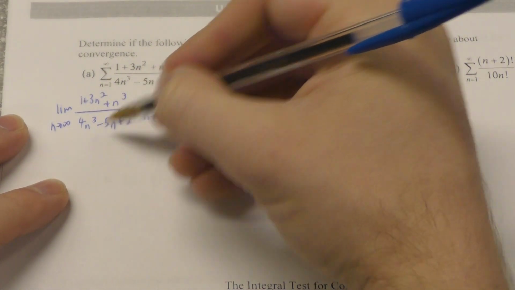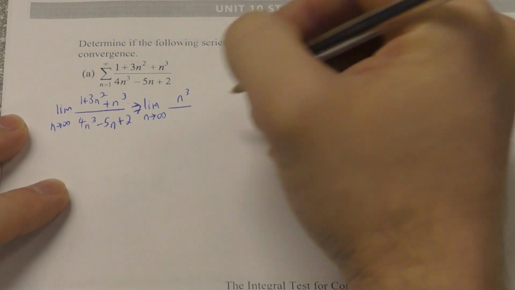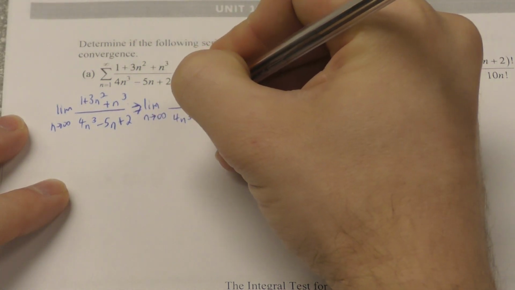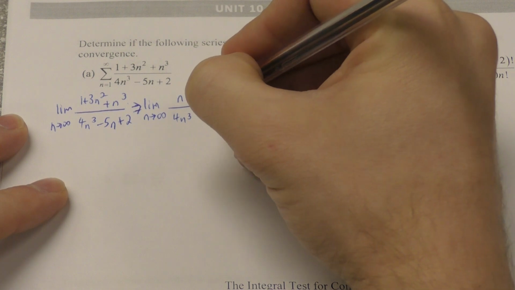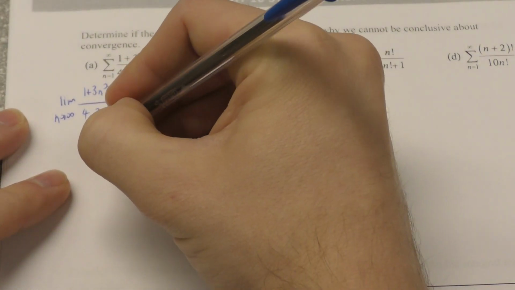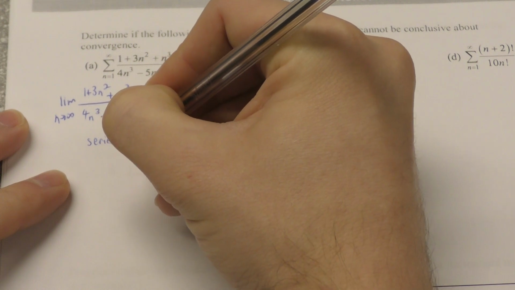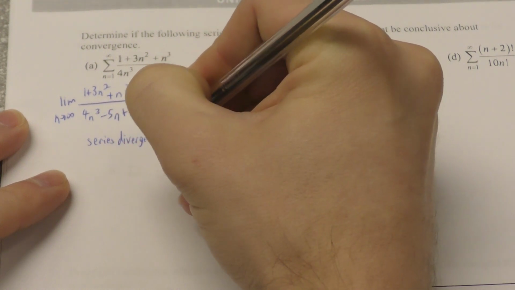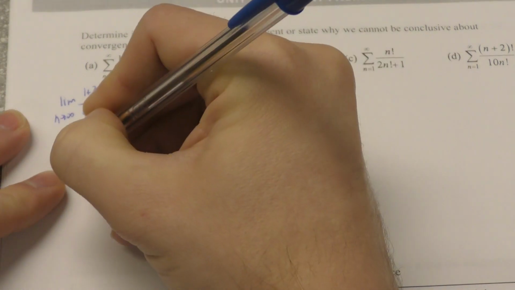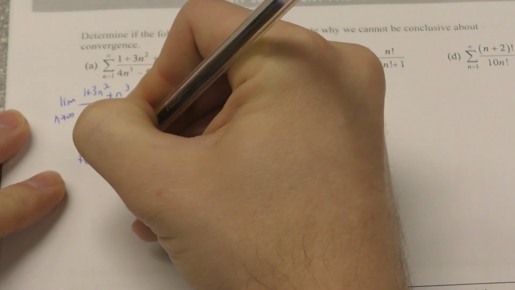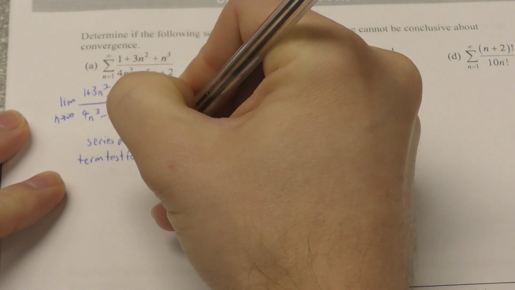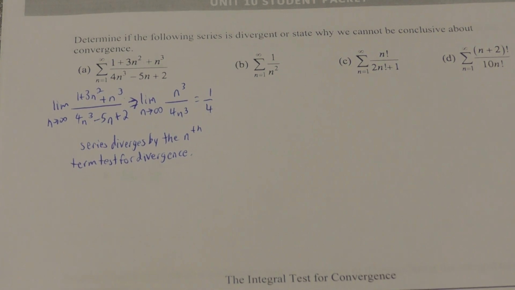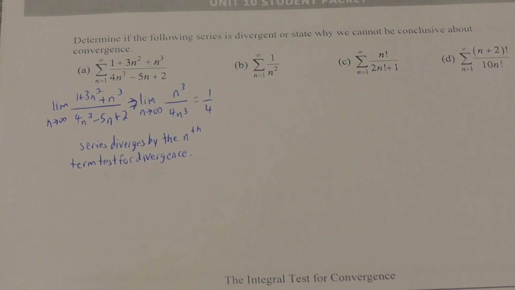In my denominator, 4n cubed wins down there. So this is going to simplify to 1/4. So my series diverges by the nth term test for divergence. I know that's a lot to say, but I want you to keep saying it. In fact, if you're feeling really excited, please just say it to yourself at home until you get comfortable with it, because we'll be seeing it a lot.